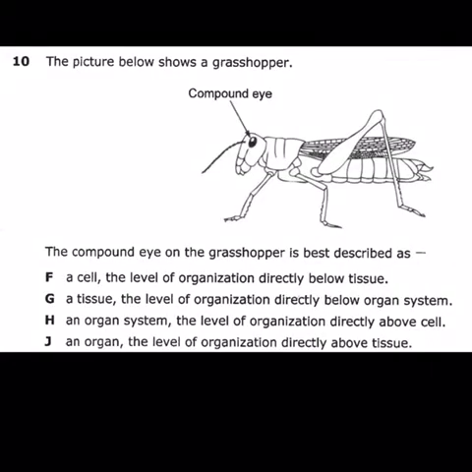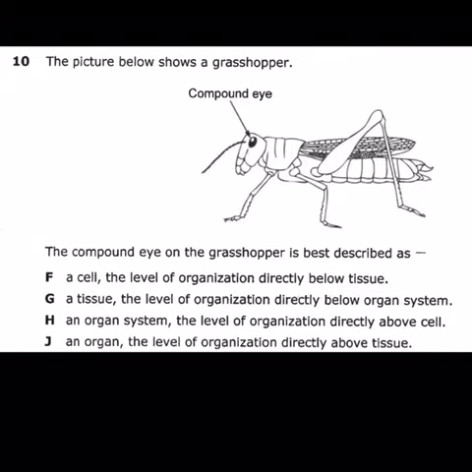Question 10. The picture below shows a grasshopper. The compound I on the grasshopper is best described as F. A cell, the level of organization directly below tissue. G. A tissue, the level of organization directly below organ system. H. An organ system, the level of organization directly above cell. J. An organ, the level of organization directly above tissue.